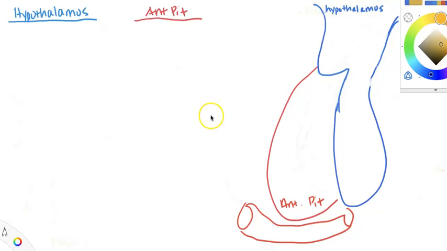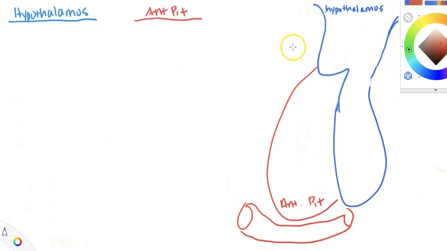Okay, so looking at the anterior pituitary, I've got my hypothalamus here, connected by the infundibulum. Here's the anterior pituitary, here's the posterior pituitary, and the systemic blood supply there. So we know that the anterior pituitary is glandular. The connection between hypothalamus and anterior pituitary is through the blood.